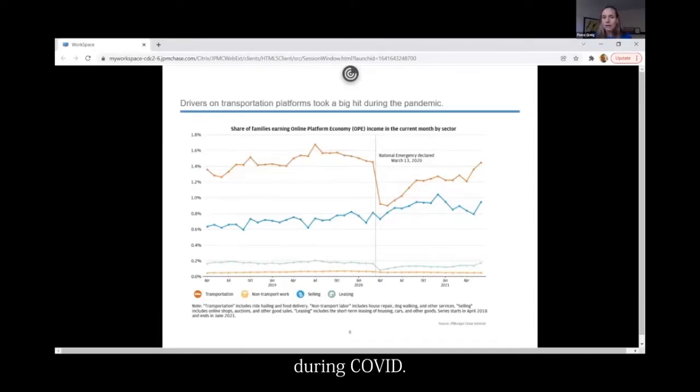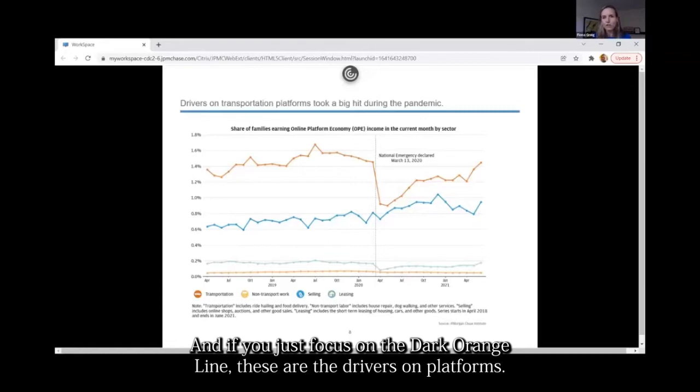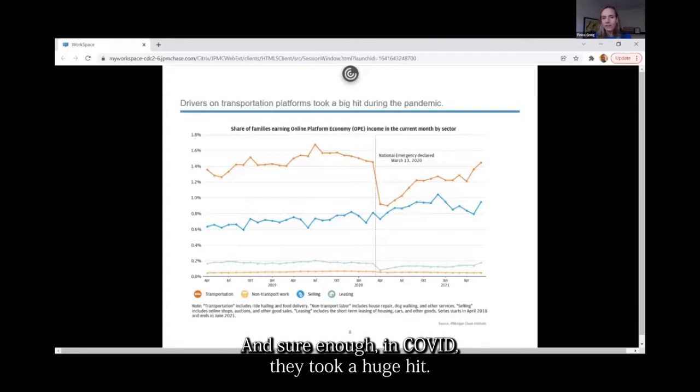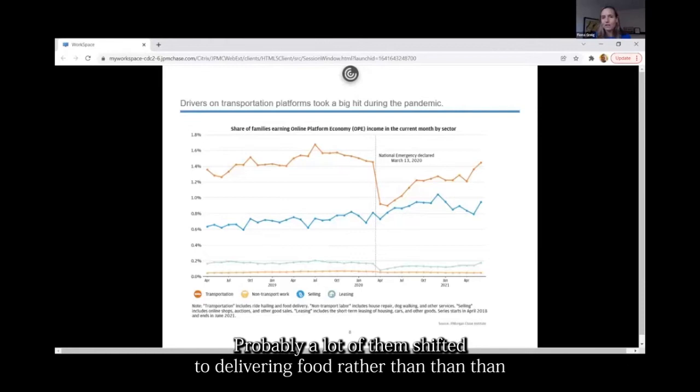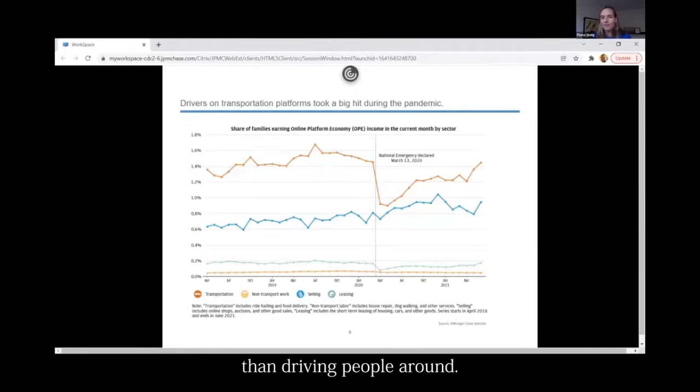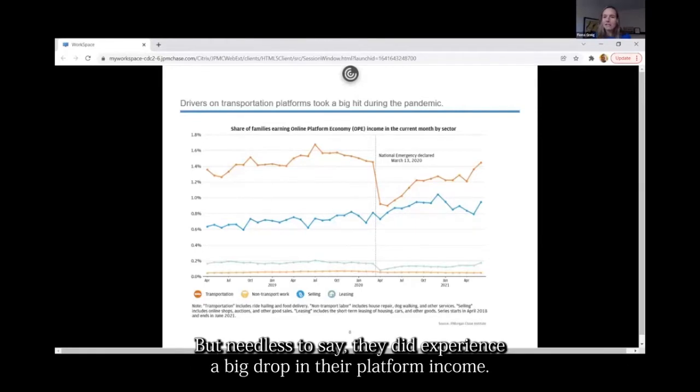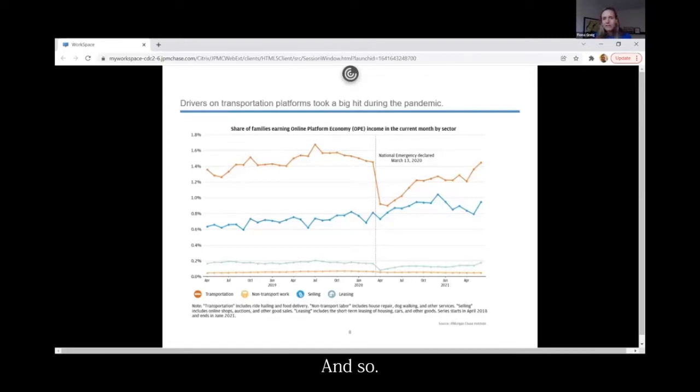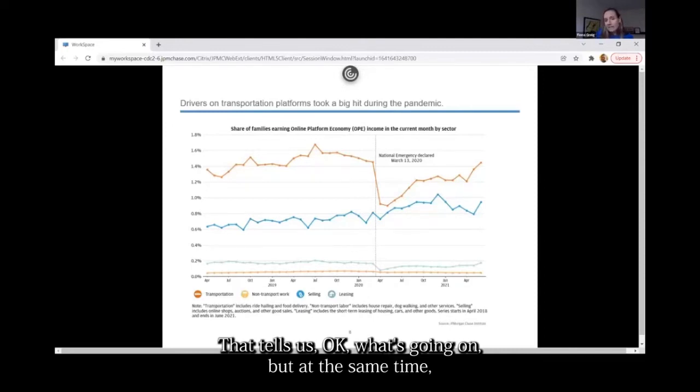Now, roll this story forward, we've updated these data and can show what's happening to these platform workers during COVID. And if you just focus on the dark orange line, these are the drivers on platforms. And sure enough, in COVID, they took a huge hit. Droves of drivers fell off these platforms. There was no work, there was no driving around. Probably a lot of them shifted to delivering food rather than driving people around. But needless to say, they did experience a big drop in their platform income. And so that tells us, okay, what's going on?